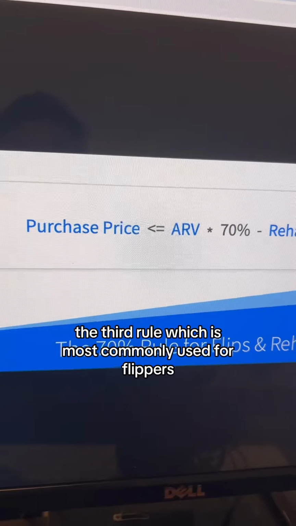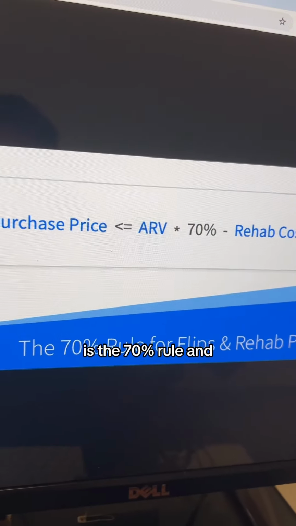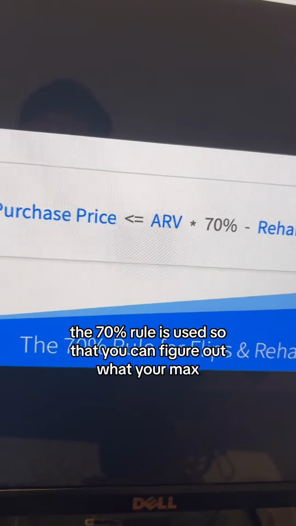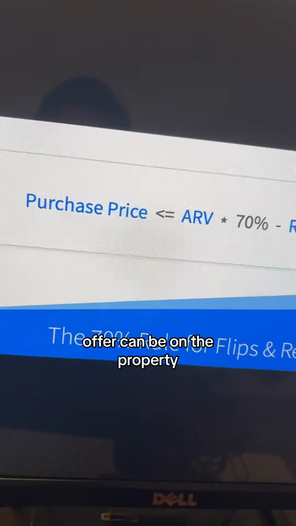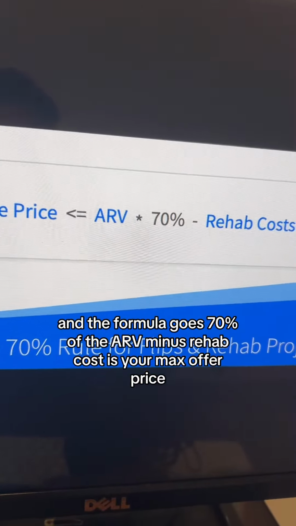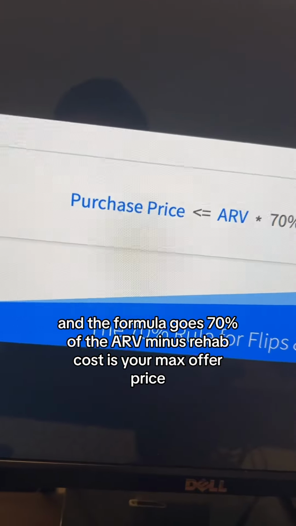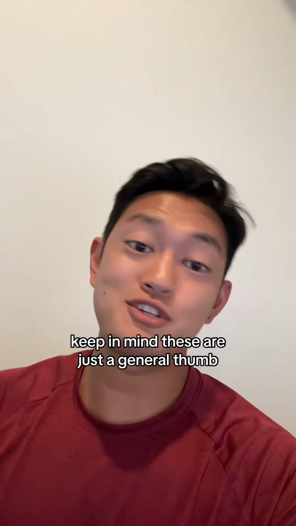The third rule, which is most commonly used for flippers, is the 70% rule. And the 70% rule is used so that you can figure out what your max offer can be on the property. And the formula goes 70% of the ARV minus rehab costs is your max offer price. Keep in mind these are just a general rule of thumb.